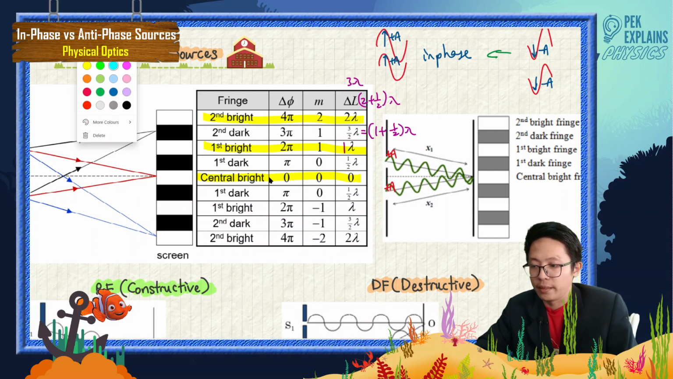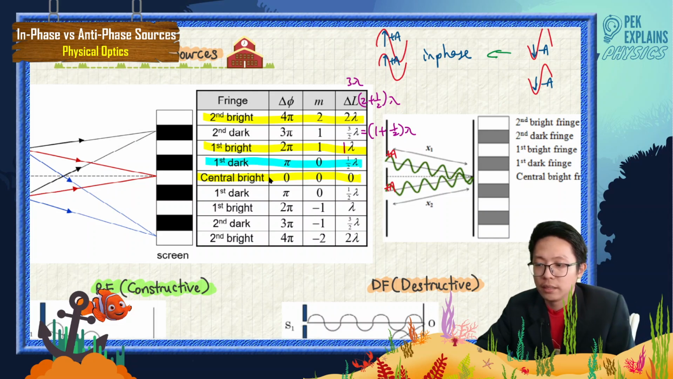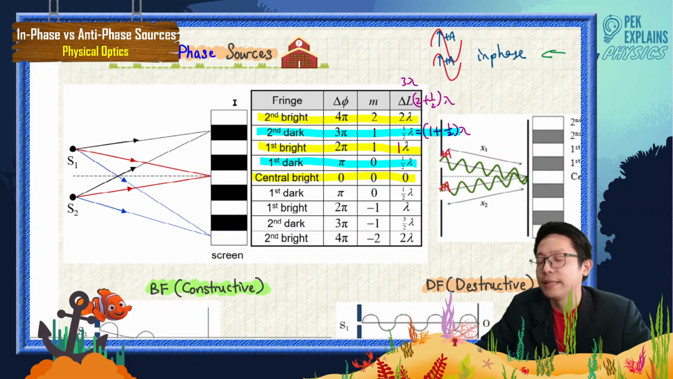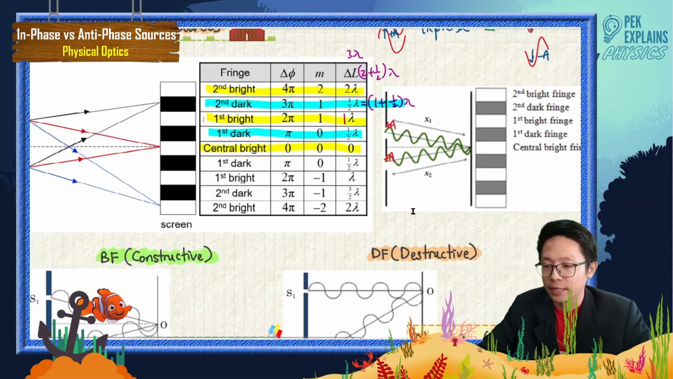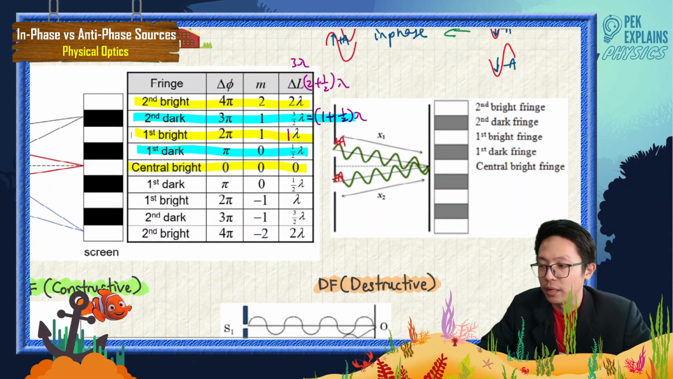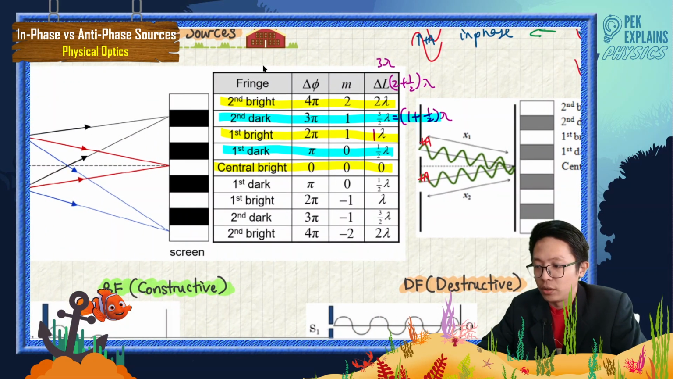You see the half lambda, and then the second dark is 1 plus half lambda, and then we have a third one, which we didn't draw here. That's the reason it forms a zebra line on the screen. You see this pattern? This is what we call the interference pattern.